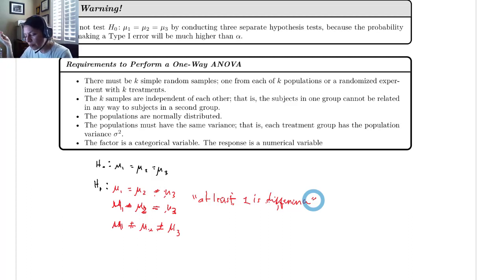So what are some requirements to perform a one-way ANOVA? There must be k simple random samples, so they have to come from populations. The criteria that we had before with two means and one mean apply here as well: the sample size should be larger than 30, samples should be independent, and the data should come from an approximately normal distribution for each population, just like we did when we compared two population means. The other piece of information that's new to us is that the populations must have the same variance. And the factor is a categorical variable, and we'll talk about the factor in just a moment, and then the response is numerical.